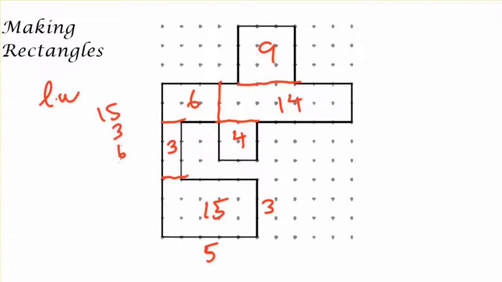So then I add up those numbers: 15, 3, 6, 4, 14, and 9, and I'll get a total area for my figure of 51 square units.